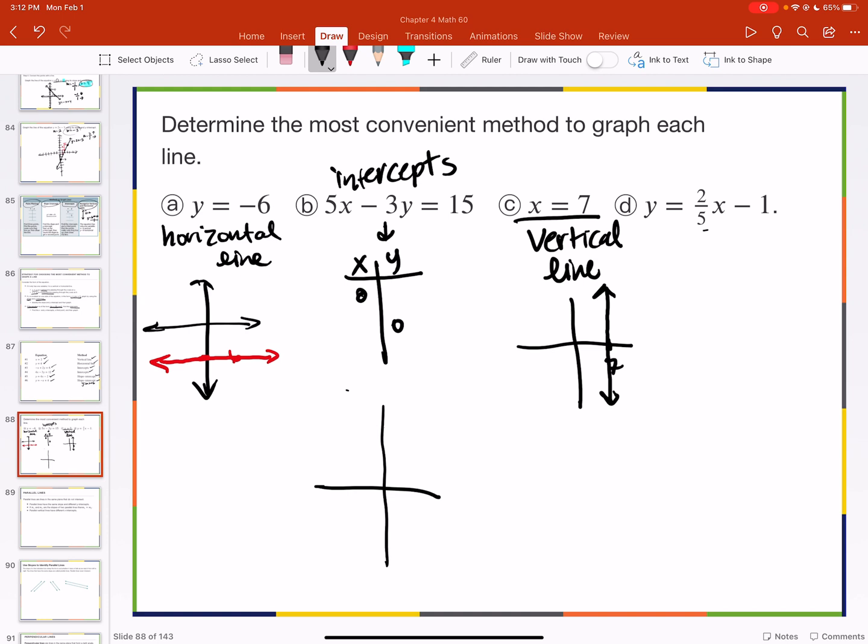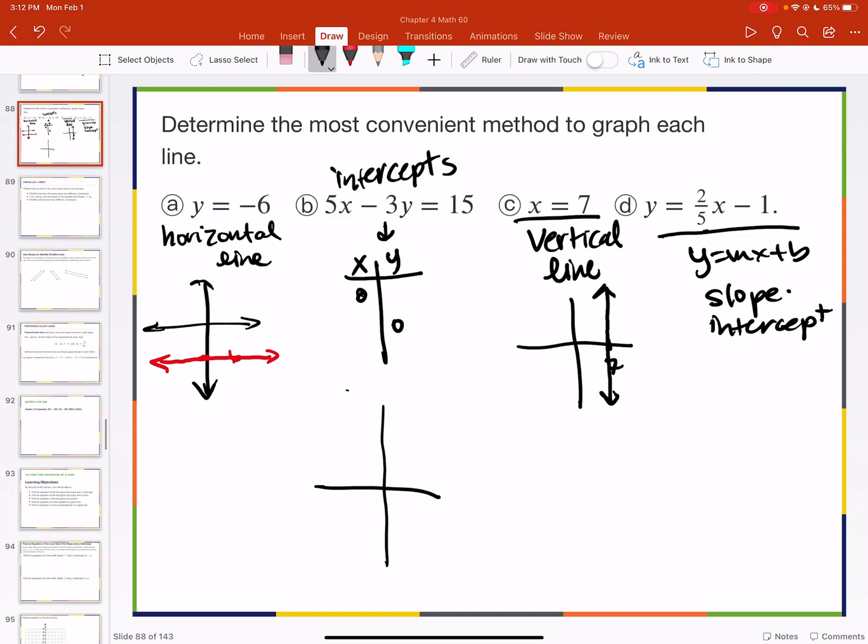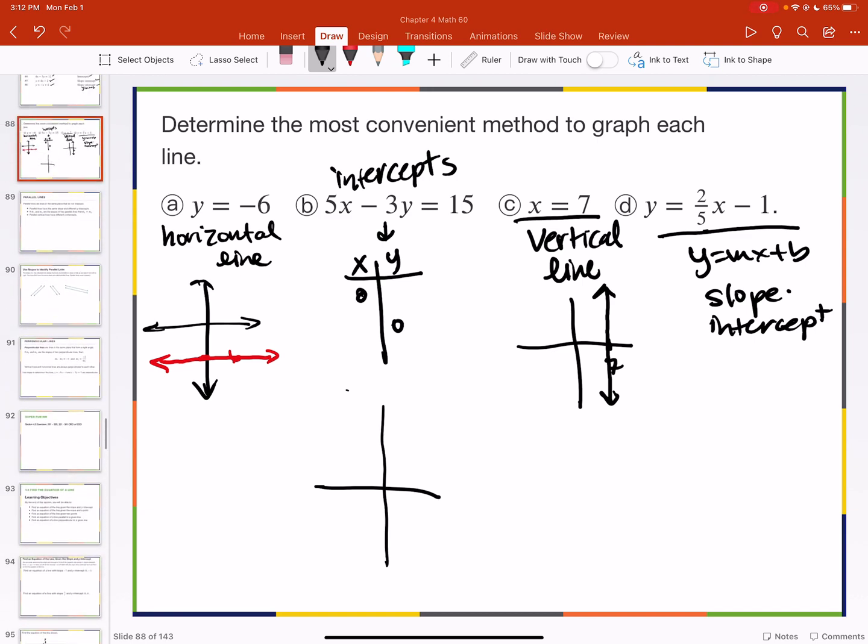And then this one is 2/5 x minus 1. This is y = mx + b form. So we would use slope-intercept, right? Where we would first graph the y-intercept, the point, and then use the slope to find the next one, and so on. Okay, let's talk about parallel lines.